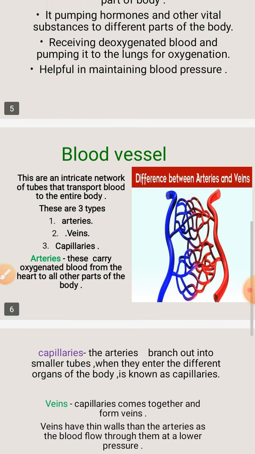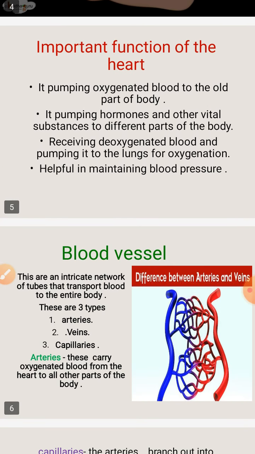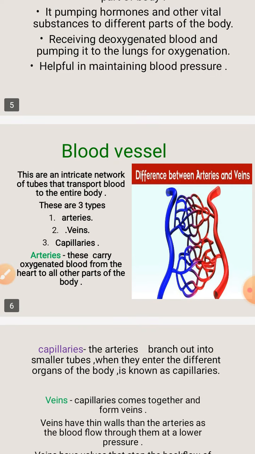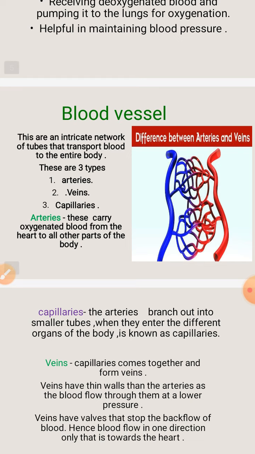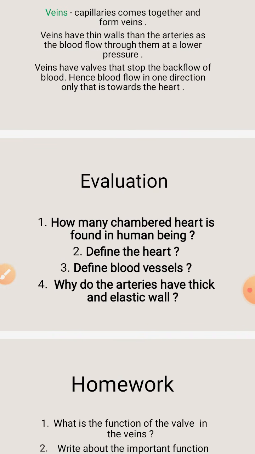So we have studied three types of blood vessels, that is arteries, veins, capillaries. These all have a great or vital role in the circulatory system. Now you all tell me about this question. How many chambered heart is found in human beings? A four chambered heart is found in human beings.